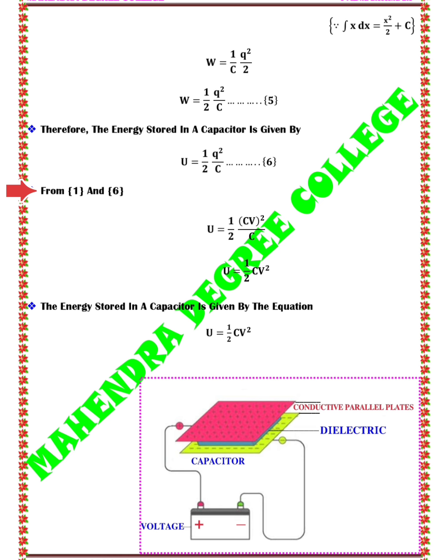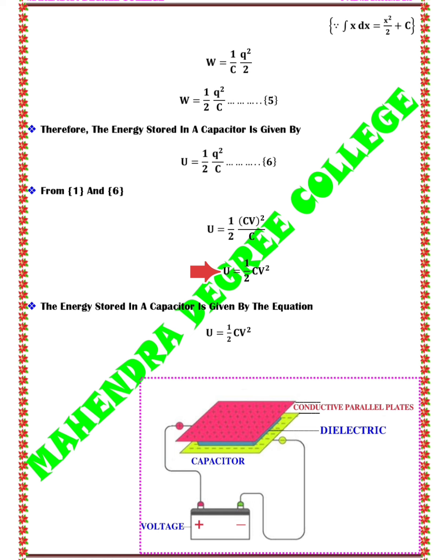From equations 1 and 6, simply Q equals CV, substitute the value in equation number 6. We get U equals 1 by 2 (CV) whole square by C. Expand (CV) whole square, that equals C square V square.